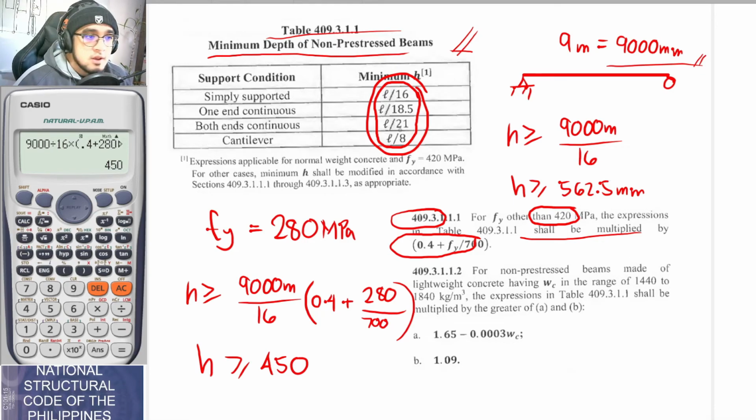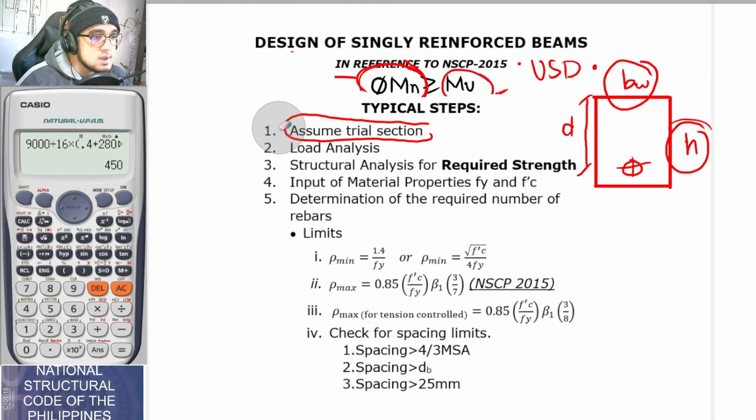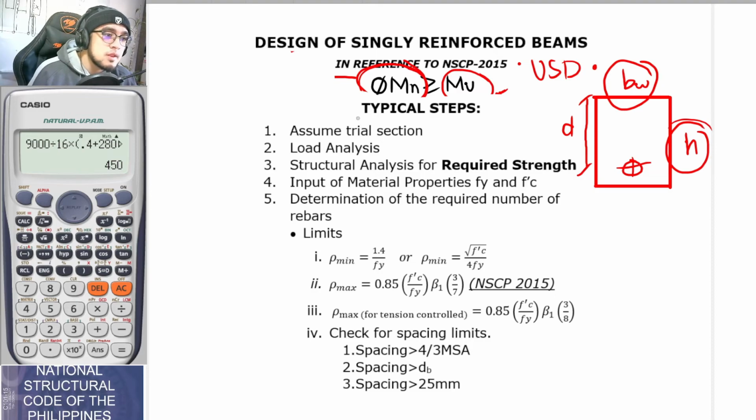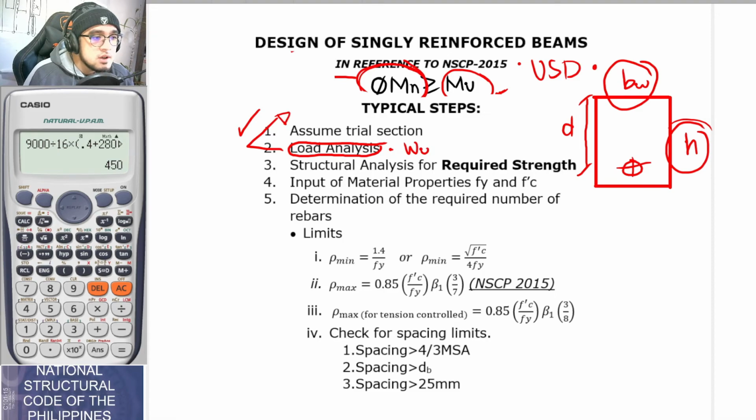Okay, so moving forward, guys, since you already know how to solve for the minimum depth of pre-stressed beams, let's go to the next step. We are already done with step 1, which is to assume the trial section. The next thing you will do is analyze the load. In your load analysis, you are determining the value of your Wu, or the ultimate uniformly distributed load. If you are wondering, isn't it the case that the load analysis should be done before the assumption of the trial section? Hindi ba dapat mauna yung load analysis bago yung assumption of trial section?